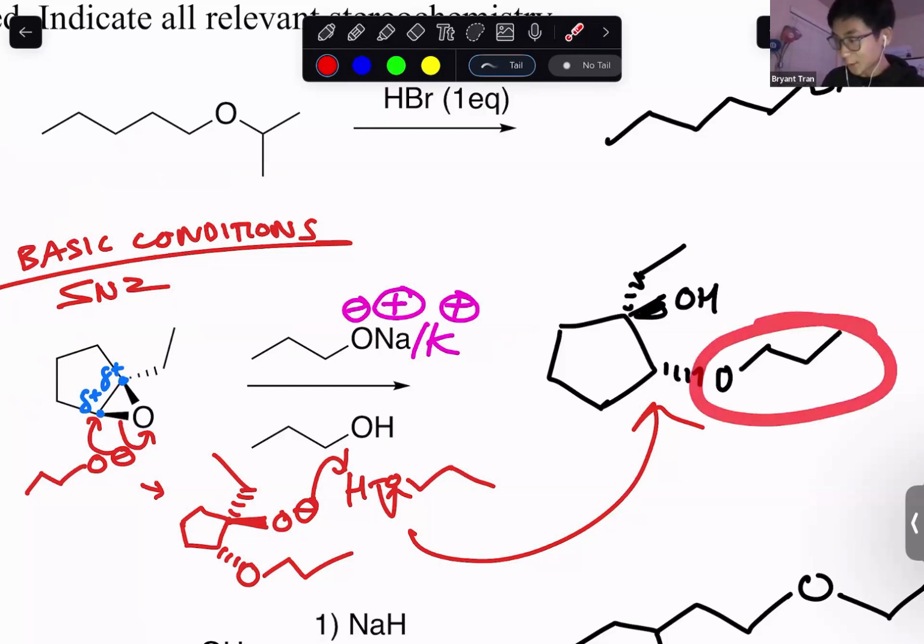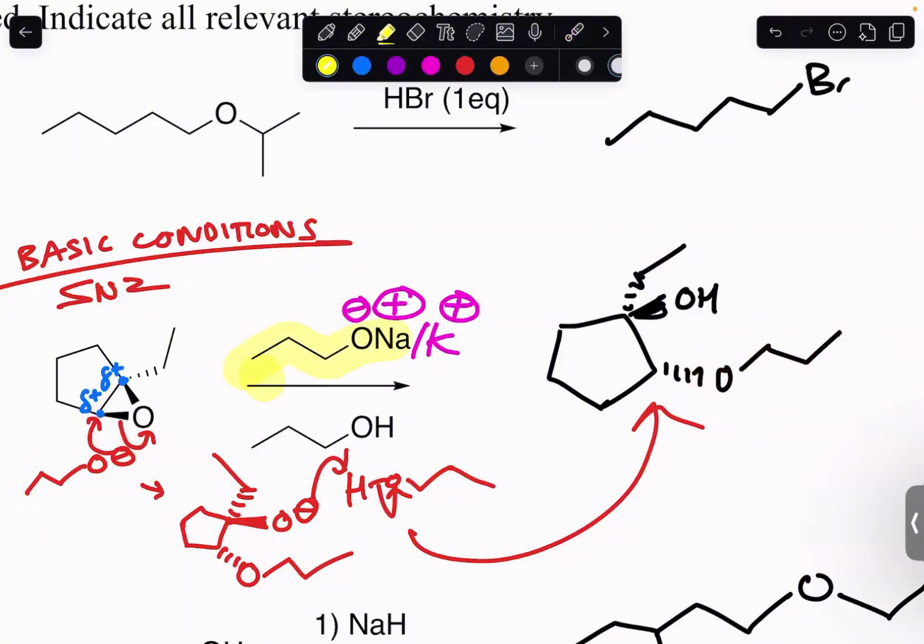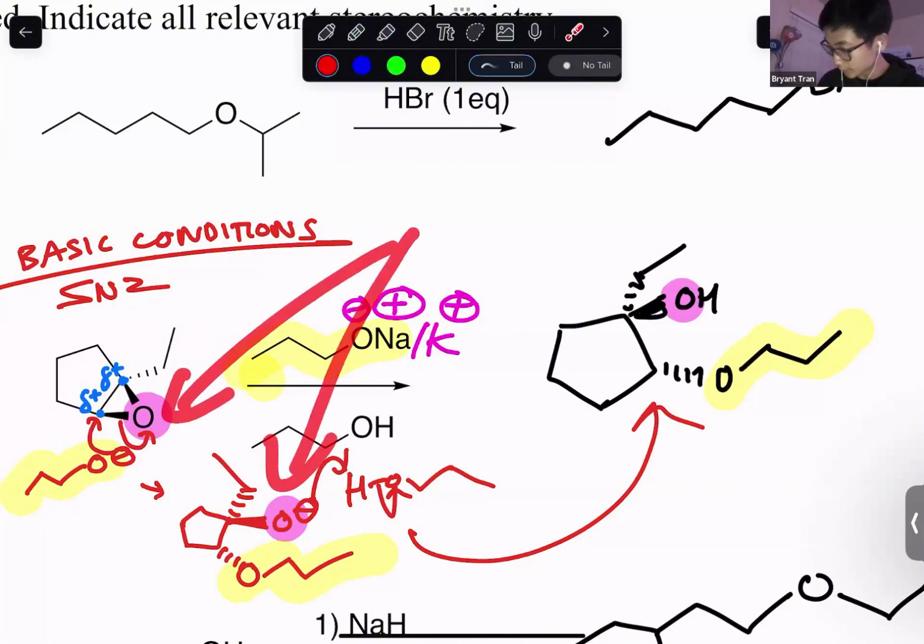This O CH2 CH2 CH3 came from this O CH2 CH2 CH3 right here that attacked that carbon right there. If I highlight it in yellow like this, that's this yellow OR, yellow OR, yellow OR right there. And if I highlight the epoxide oxygen in pink, like this, that's this pink oxygen right there, all throughout. Like this one, and that one. That's the same oxygen.